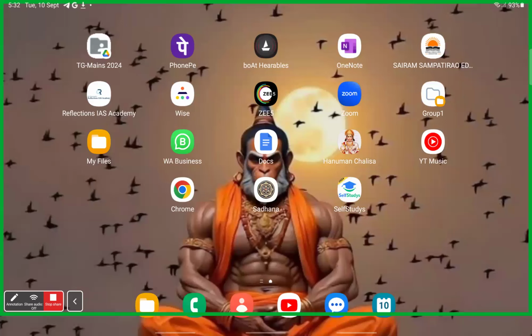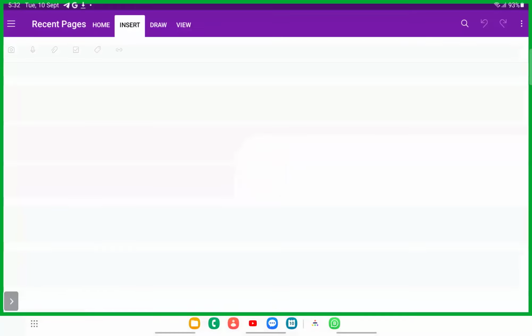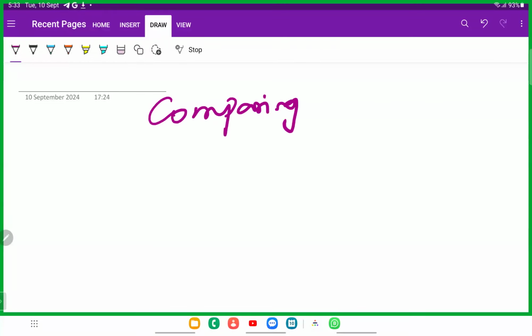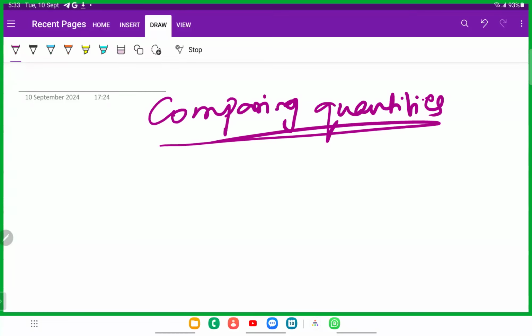Okay, let's start the class. Comparing quantities. So what exactly is meant by comparing quantities? What in general do you mean by comparing quantities? Sir, we're comparing two different quantities. Okay.